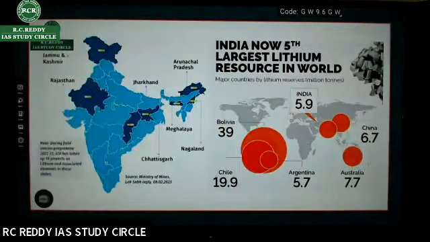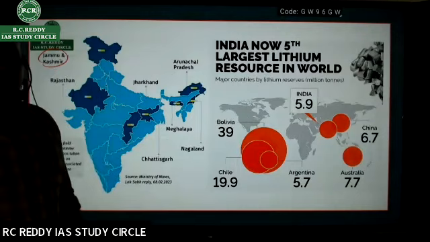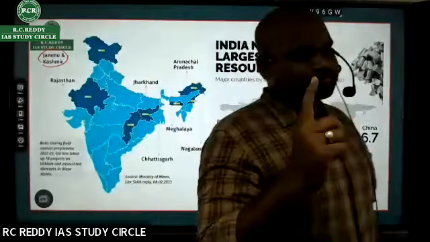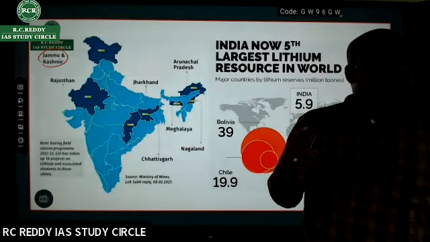Right. Lithium in the context of India, we had seen one of the largest reserves to be found in Jammu and Kashmir. There was one more very precious metal which was found in India. Gold.